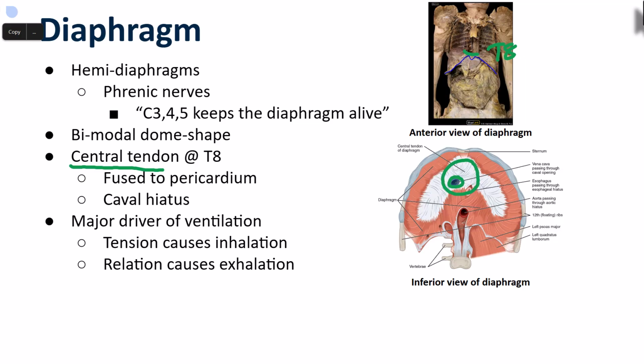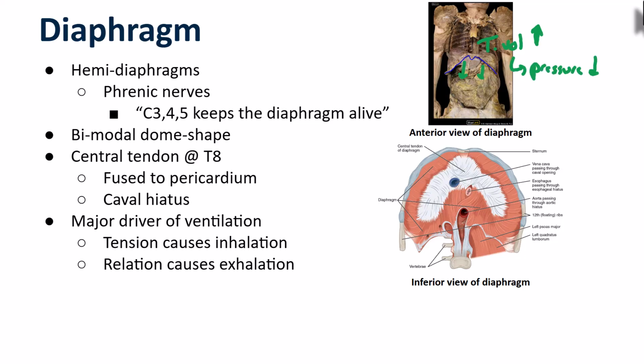Now, because the diaphragm is the major driver of ventilation, we need to think about what happens when that muscle contracts versus relaxes. When stimulated by the phrenic nerves, the hemidiaphragms are going to contract and pull the diaphragm inferiorly. When that happens, the thoracic volume is going to increase, and thus pressure decreases.